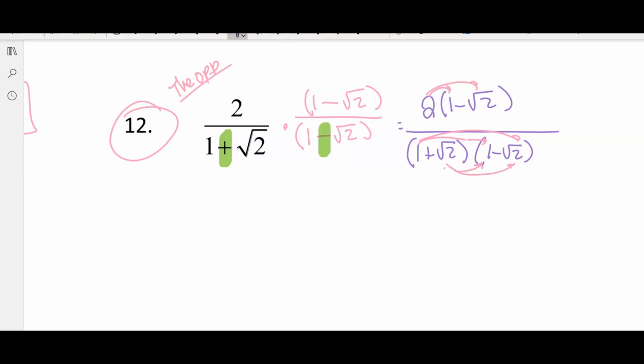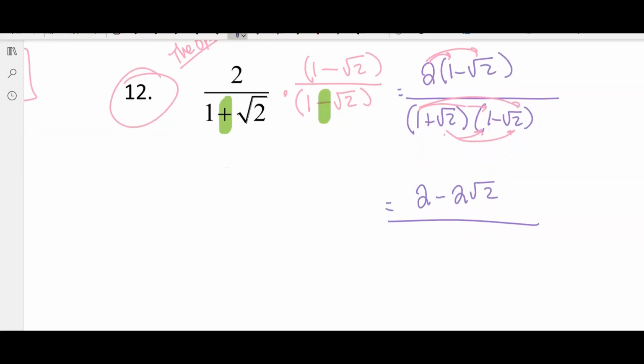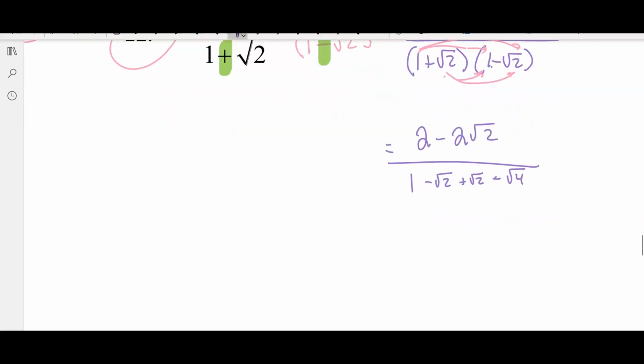Alright, so our numerator, we are going to get 2 minus 2 root 2. Over, 1 times 1, we get 1. 1 times negative square root 2, square root 2 times 1, positive, and that's going to be a negative square root of 4. Now let's go ahead and simplify further.